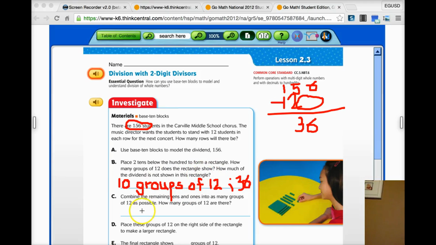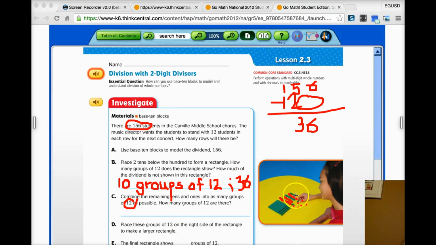So now what I have to do is combine the remaining 10s and 1s into as many groups of 12 as possible. Okay, so that means I'm going to put, if you can see here, they put a block base of 10, 11, 12. 10, 11, 12. Right now I have 10, 20, 21, 22, 23, 24, but I need to get to 36. So I'm going to do another 10, 11, 12. So now I have 10, 20, 30, 31, 32, 33, 34, 35, 36. So now I've accounted for that 36. So how many groups of 12 did I add?